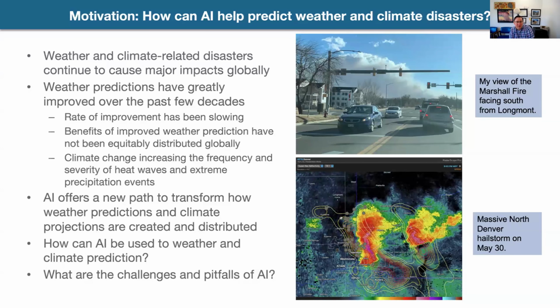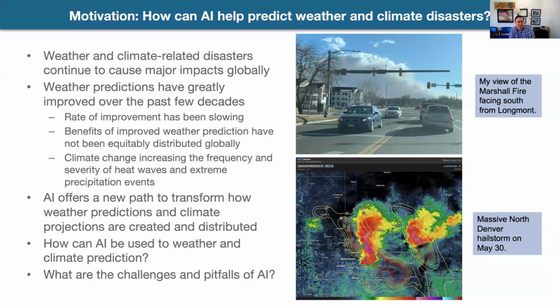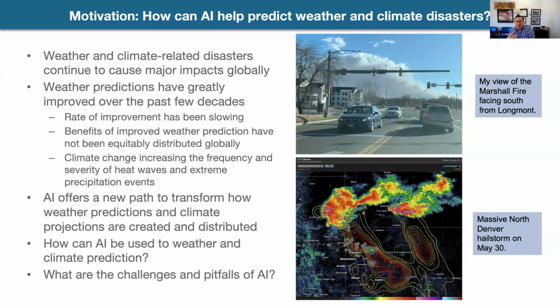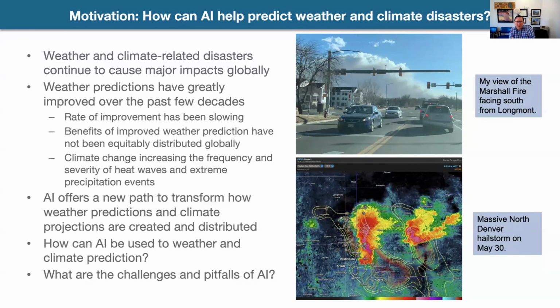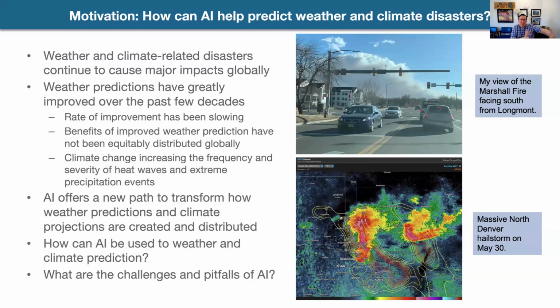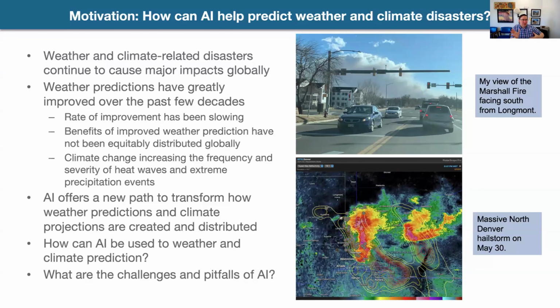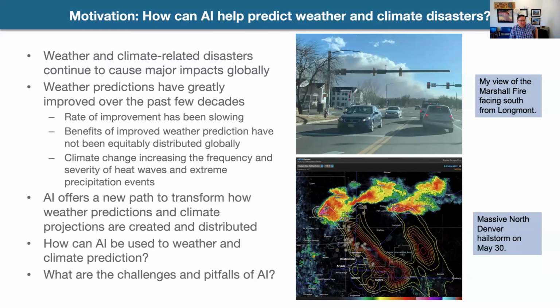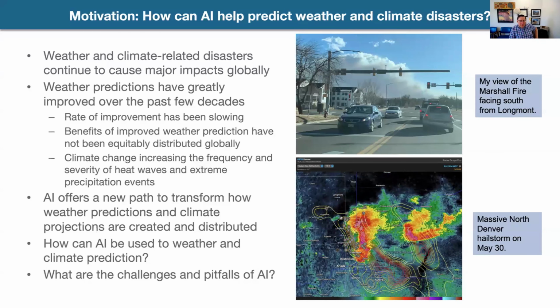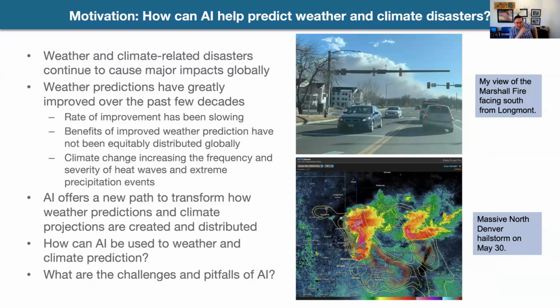At the same time, we have climate change occurring and increasing the frequency and severity of things like heat waves and extreme precipitation events. So areas that developed all their infrastructure for a certain set of weather scenarios are now experiencing different ones, and that's causing all kinds of problems that we're having to adjust to at a fast rate.